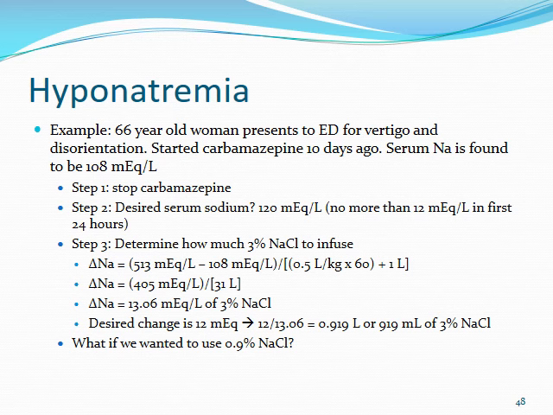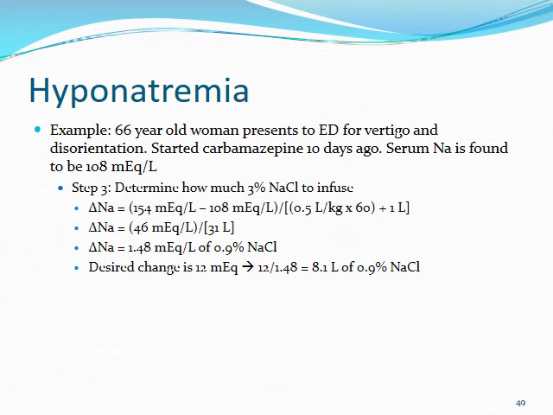Pretty easy math once you do a couple practice problems or have a couple practice patients to use this on. So what if you wanted to use normal saline instead? I need a little less than a liter of 3% sodium chloride, so let's see how that compares with a liter of normal saline. Looking at the math here, you have 154 milliequivalents per liter of sodium minus your 108. The calculations are all the same here. And basically what you end up getting is that for every liter of normal saline I give, I'd see a change of around 1.48 milliequivalents per liter.